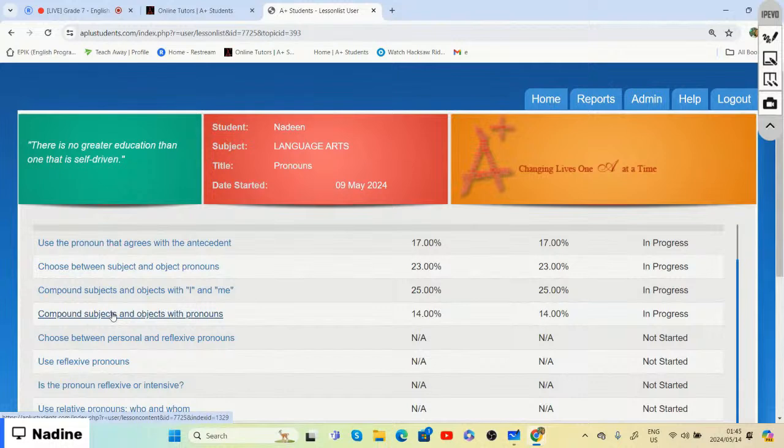And then we also found out more about compound subjects. That is, for example, I, he, she, they, we. And then object pronouns can be either me, her, him, and so on, right? So that is the end of our lesson on pronouns.